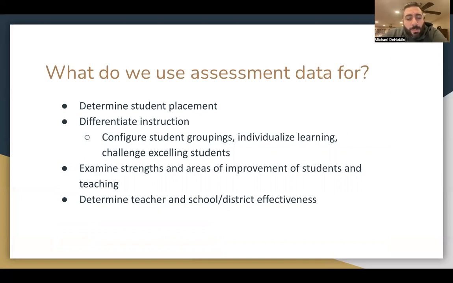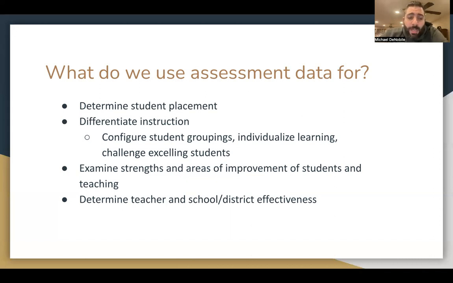In some schools that still do it, tracking, meaning that we put students on different tracks based off of their assessment data. We also use assessment data to place them into different programs, whether that be after school programs or in school programs. We also use assessment data for differentiated instruction, meaning we configure our student groupings.